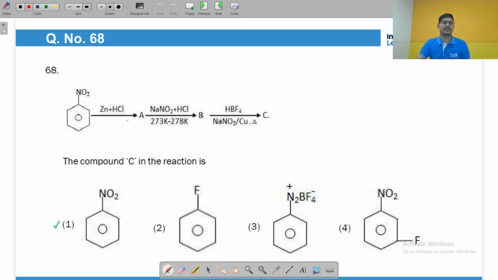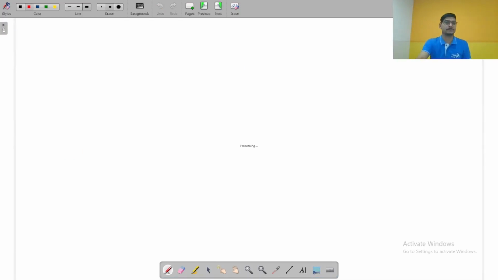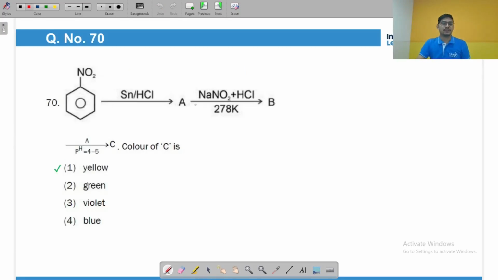So NO2 is reduced with zinc HCl, that gives you aniline NH2, and then you carry out the diazotization, that gives you diazonium salt, and then you react it with HBF4, that basically converts into NO2, right? Okay, so the next question is, Sandmeyer's reaction involves the replacement of the diazo group by CN, Cl, or Br. So this is of course not the Sandmeyer's reaction, and hence the correct answer. It's the same reaction.